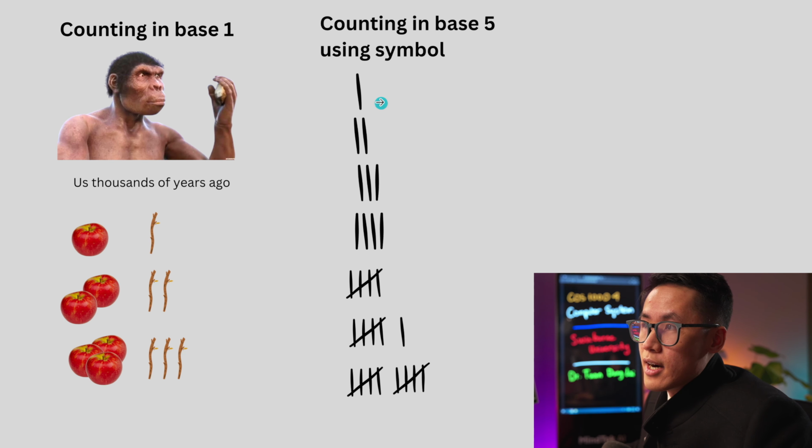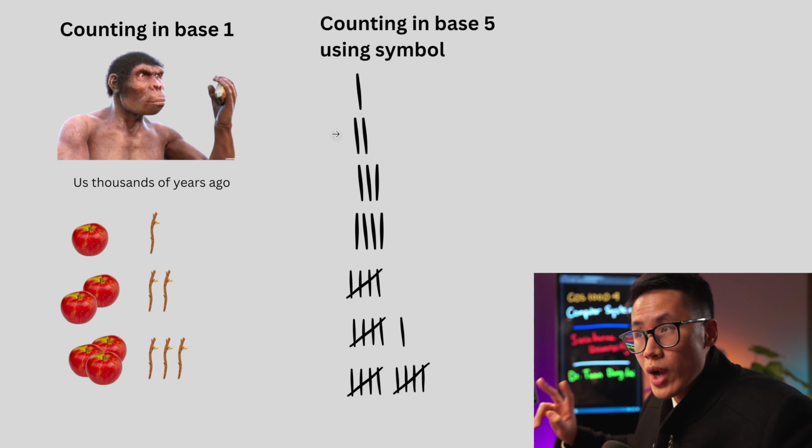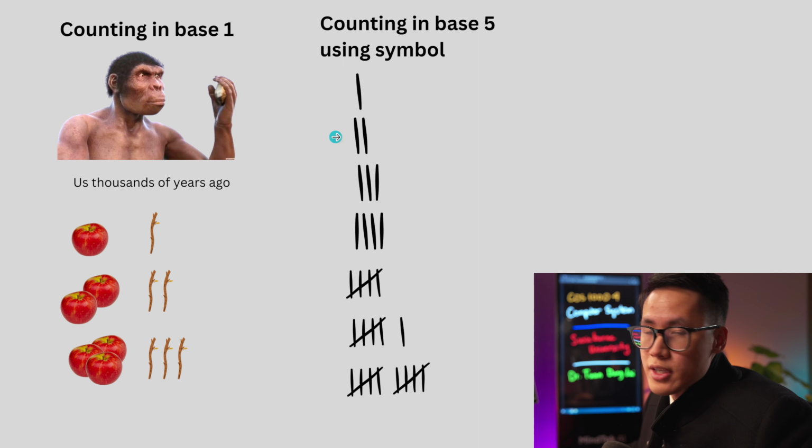Now, if I count in base 5, how do I do that? I will use symbols. Let's say this is 1. I use 1 stick. Remember that this is base 5. This is 2 objects, let's say 2 apples, so I put 2 sticks together. This is 3 sticks together. This is 4 sticks together. And this is 5.